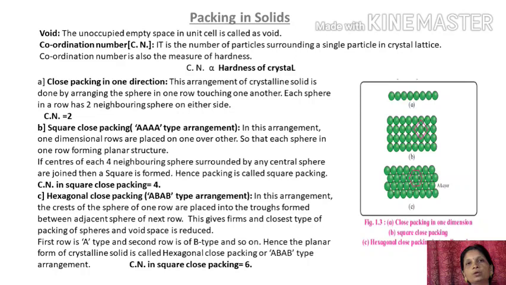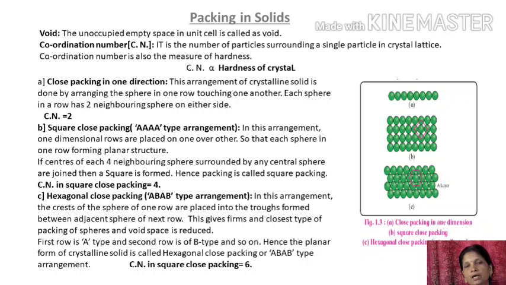Now let us discuss packing in solids. Firstly, before discussing packing in solids, let us discuss the definition of void. Void is the unoccupied empty space in a unit cell. Then we'll discuss the coordination number. Coordination number is the number of particles surrounding a single particle in a crystal lattice. Coordination number is also a measure of hardness. It is directly proportional to the hardness of the crystal. The more the hardness, the higher the coordination number.